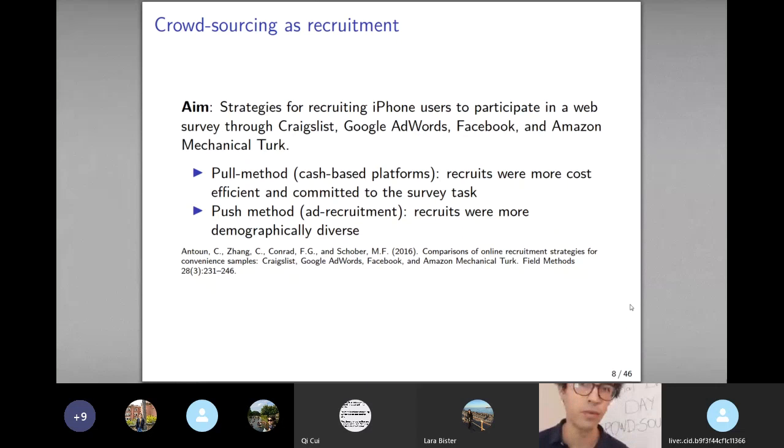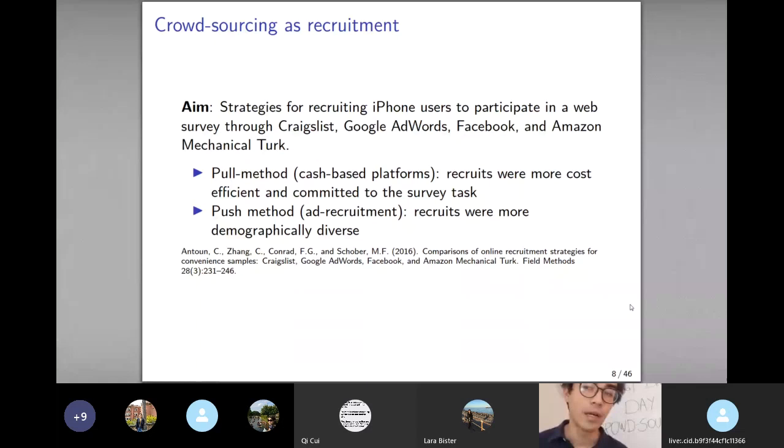The first one they call the pull method. This is when they got people to fill in the survey using platforms where you actually pay respondents, so cash-based platforms. When they did this, they found that the recruits on these platforms were more cost efficient and more committed to completing the task.